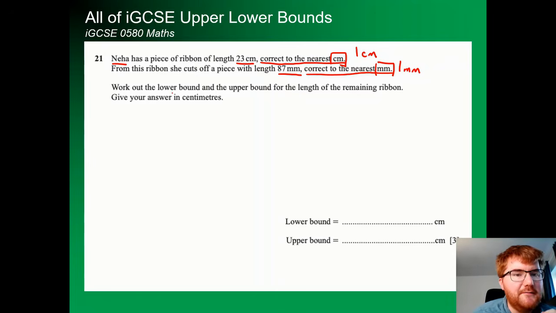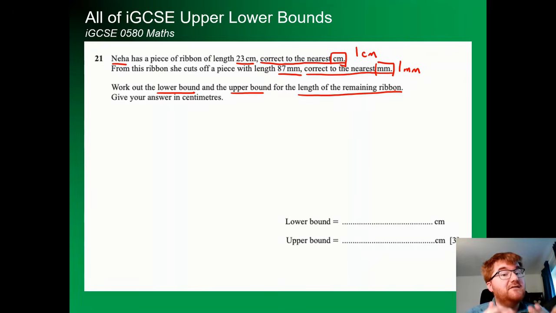What we need to do is work out both the lower bound and the upper bound for the length of the remaining ribbon. So that's important. So what's left over once I've taken off that piece. And we're told in the question, work in centimeters. So if we're working in centimeters, then we need to change 1 millimeter into centimeters. That's equal to 0.1 centimeters. And then 87 millimeters is equal to 8.7 centimeters. So use the question. We've got the units here that we need at the end, and that will tell you which unit to convert into before we start the question. So let's work out some upper and lower bounds.